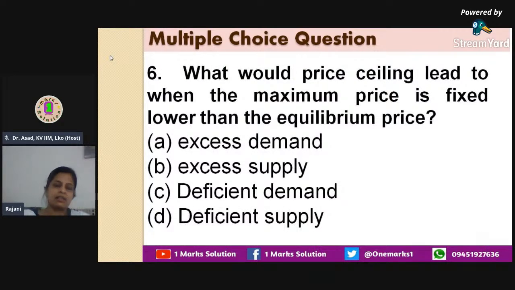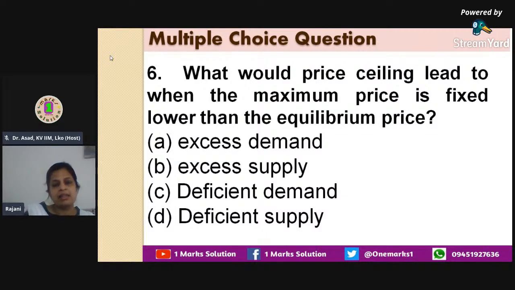Next thing is regarding market equilibrium. What would a price ceiling lead to when the maximum price is fixed lower than the equilibrium price? The equilibrium price is the price at which the market clears. There is no excess and no deficiency; demand and supply are equal. That is the equilibrium price. So what is a price ceiling?